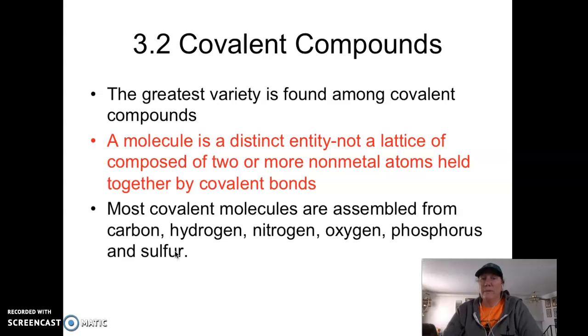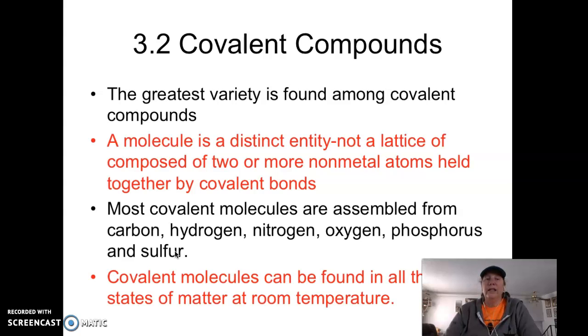Most covalent molecules are assembled from carbon, which is pretty much going to be your base, okay? And hydrogen is common. Carbon and hydrogen are the 2 most common. But again, nitrogen, oxygen, phosphorus, and sulfur. And if you remember from last chapter, those were the things that make up all living things. The 6 most common elements in living things: carbon, hydrogen, nitrogen, oxygen, phosphorus, and sulfur. They're the ones that make up your covalent compounds, your covalent molecules.